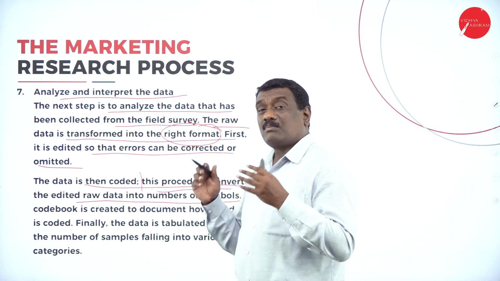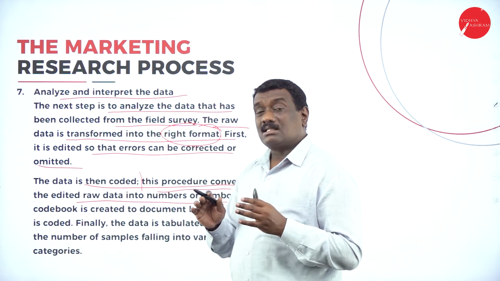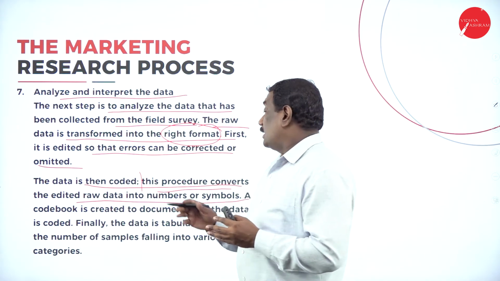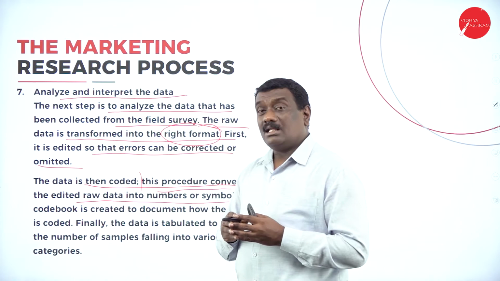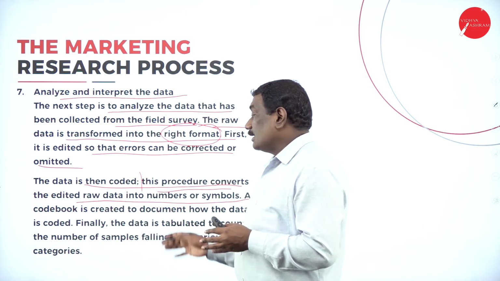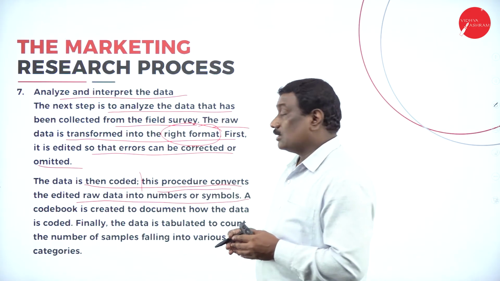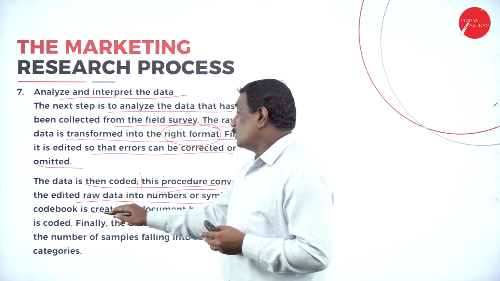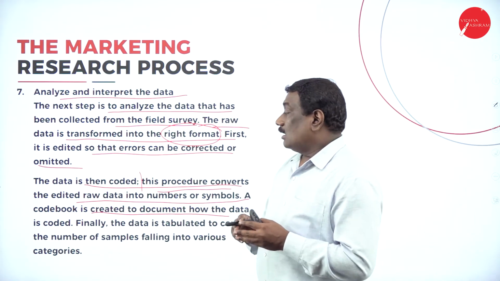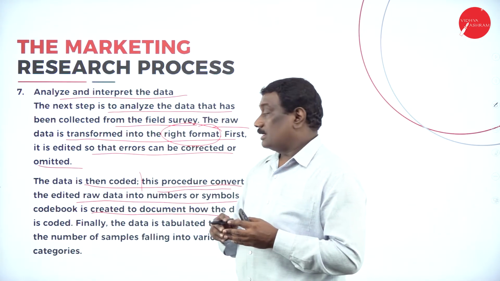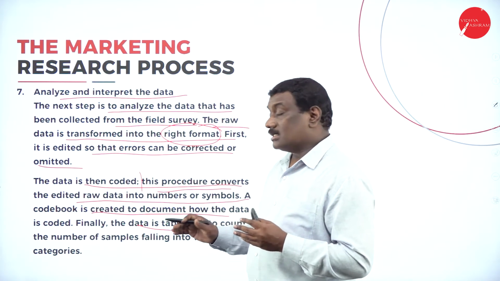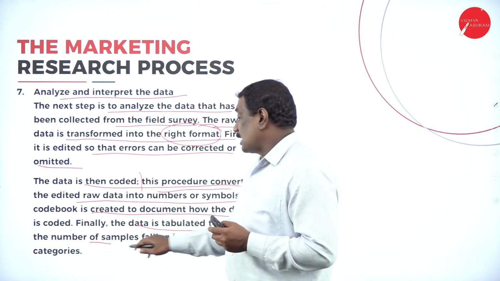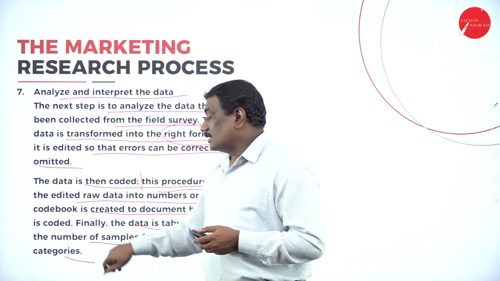Once all the data is analyzed, it will be coded, and the data coding procedure is editing the raw data and converting it into numbers or symbols. Now the code book is created to document how the data is to be coded, and finally the data is tabulated. They bring everything together, and it is tabulated to count the number of samples falling into various categories.